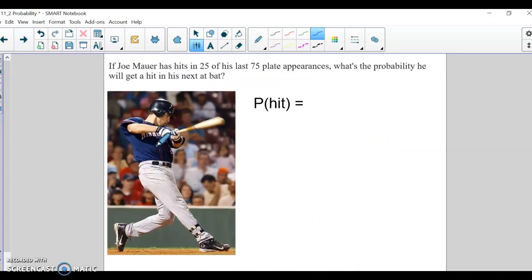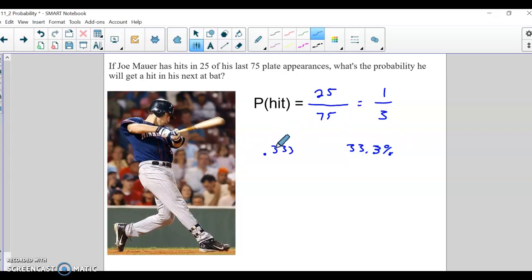So we've got Joe Mauer here. See if you can figure out the probability that he gets a hit. All right, so the favorable is 25, that's getting a hit, out of the total 75. And so that's his chances. You can write it like that, other than I would just reduce it, so it'd be 1 out of 3. You can also divide 1 by 3 and write it as a decimal, or you can move the decimal twice and write it as a percent.